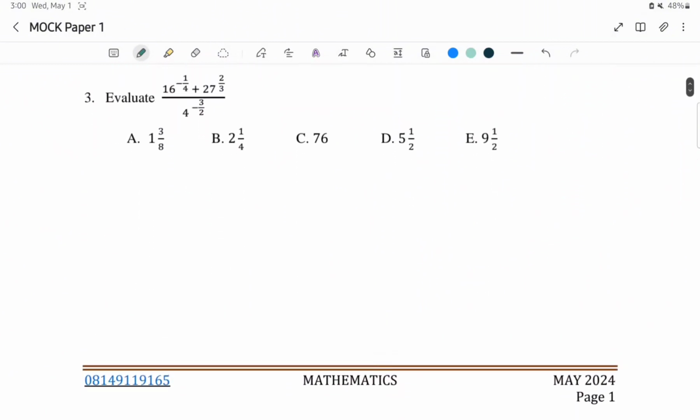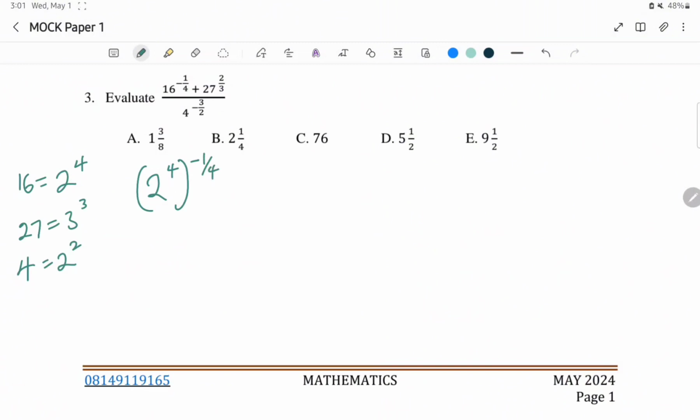In question number 3, we have 16 raised to the power of minus 1/4. We can just convert each of these numbers into their simplest index form. We know 16 is 2 raised to the power 4, 27 is 3 raised to the power 3, and 4 is 2 raised to the power 2. So instead of writing 16 raised to the power minus 1/4, I'm going to write 2 to the power of 4, then minus 1/4, plus 3 to the power of 3, then 2/3, all over 2 raised to the power 2, then raised to the power minus 3/2.